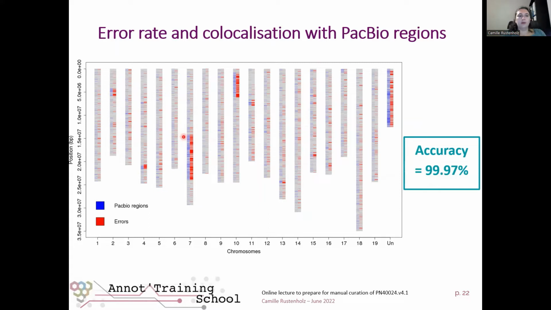Nevertheless, we wanted to check where the errors were. And so we plotted them on the 19 chromosomes. And we wanted to colocalize these errors with where we knew the PacBio regions were. And actually, they colocalize quite well. So you see the errors are here in red along the chromosomes, and the new PacBio regions are in blue. Basically, where we have a denser, higher error rate, we are likely to be in a PacBio region. So this is consistent with what I explained earlier, because we know that PacBio reads have a high error rate, and so we expect to have some remaining errors in the newly assembled PacBio regions. So we'll have to keep that in mind while performing manual curation.